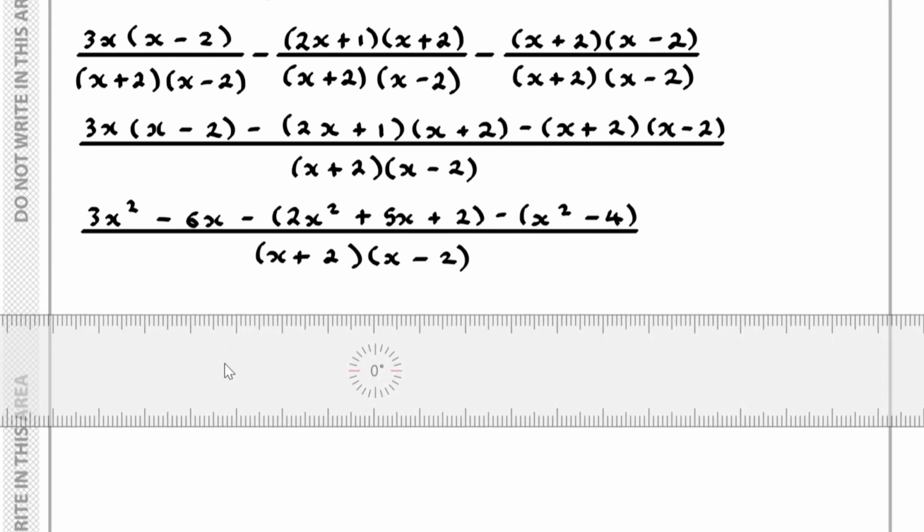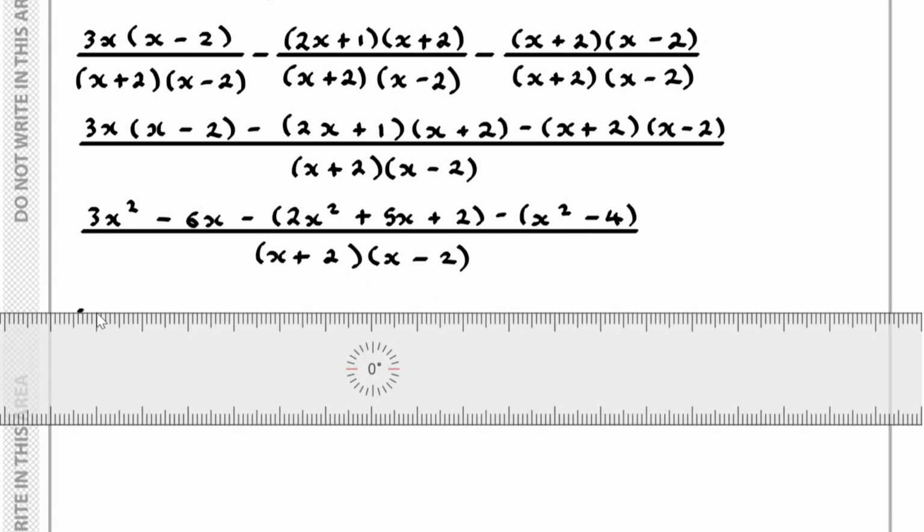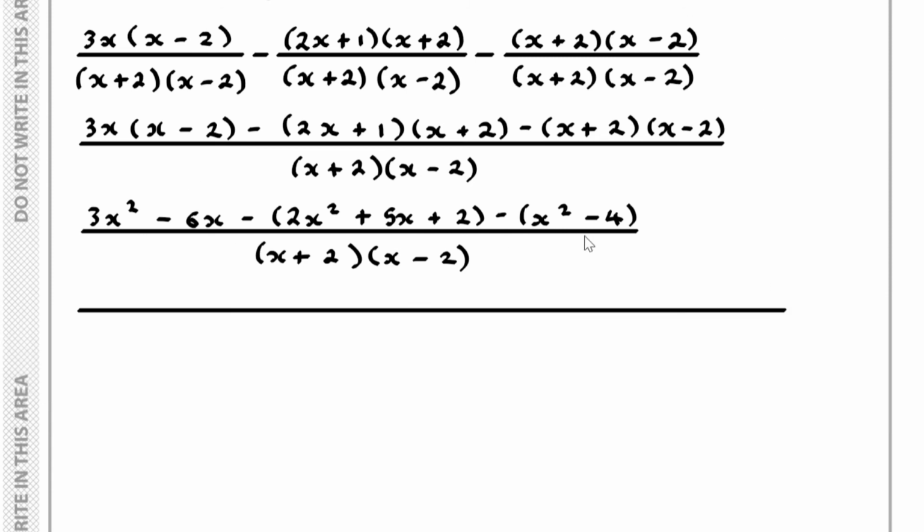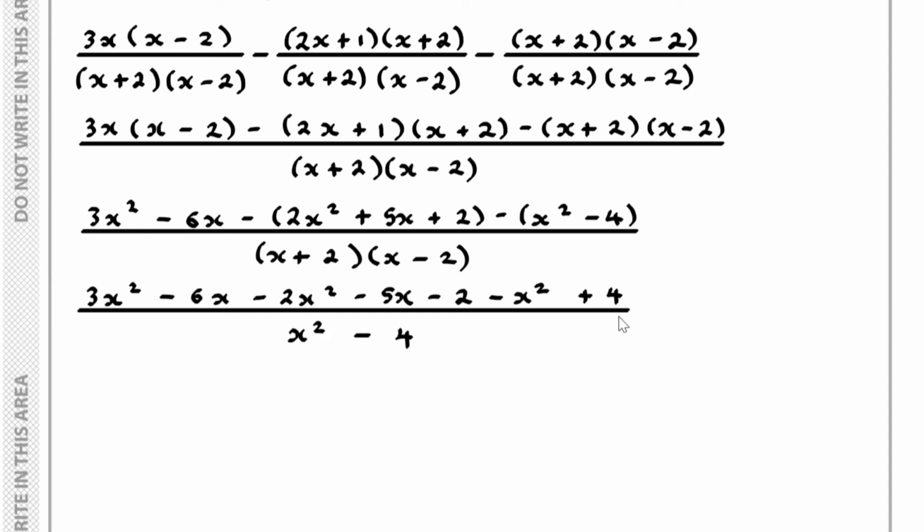So what we will do now is we will simplify all of the top by multiplying the negatives into the bracket. So I've got 3x squared minus 6x minus 2x squared minus 5x minus 2 minus x squared plus 4. And on the bottom, I've got a difference of 2 squares, so I've got x squared minus 4 on the bottom.